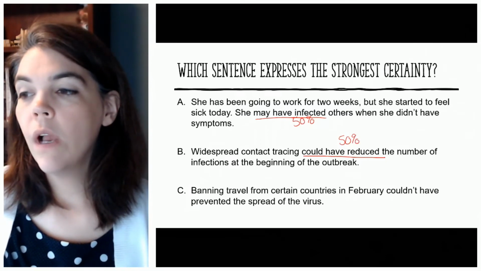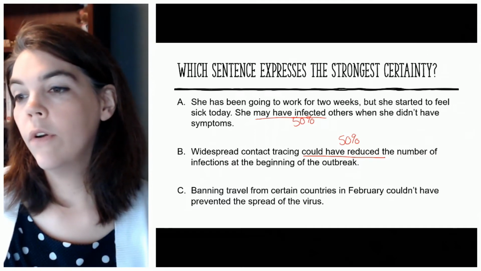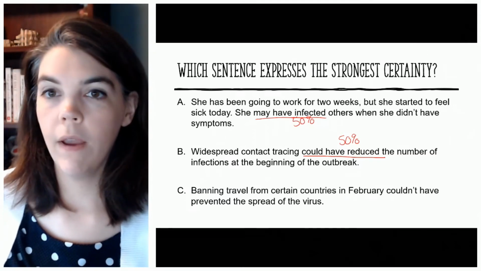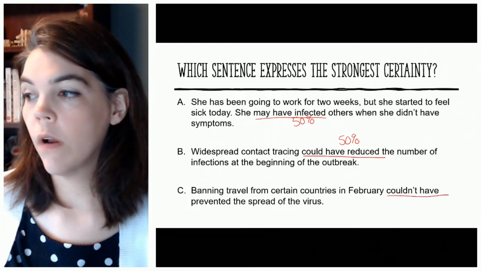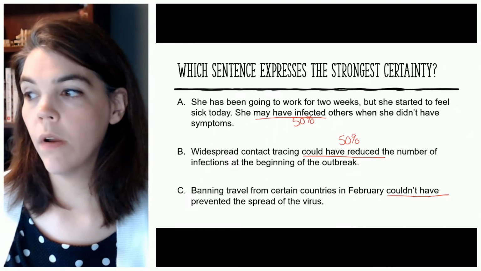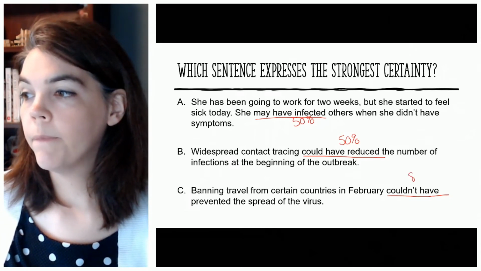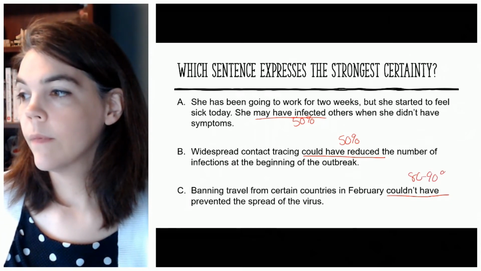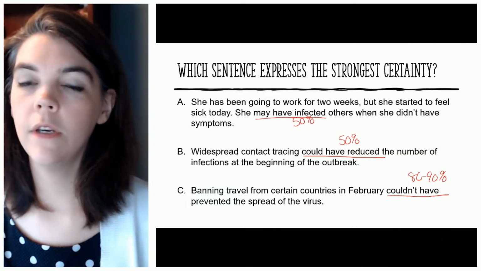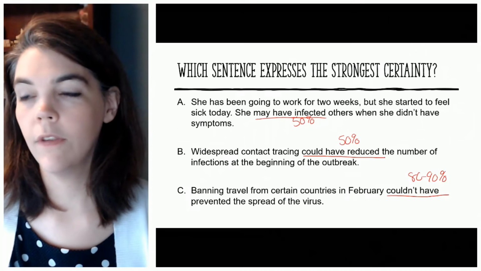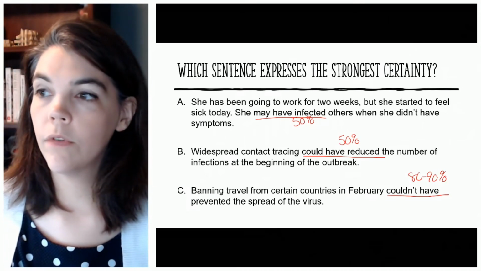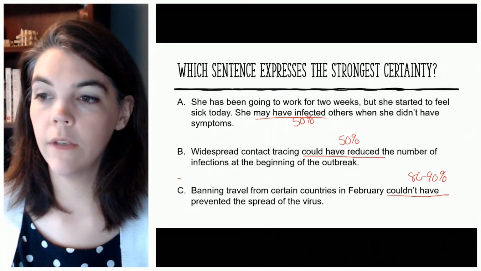And finally, banning travel from certain countries in February couldn't have prevented the spread of the virus. So was this weaker or stronger? This was stronger. So here we're expressing this idea with an 80 to 90% strength, much, much stronger than 50%. So the strongest certainty is actually C.